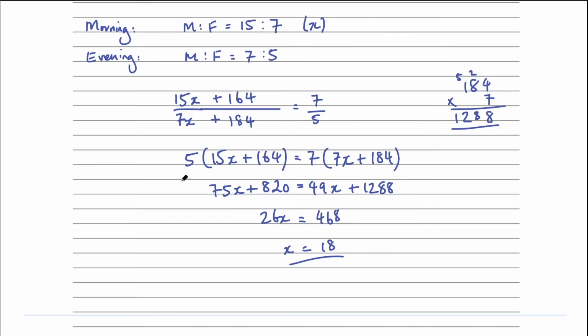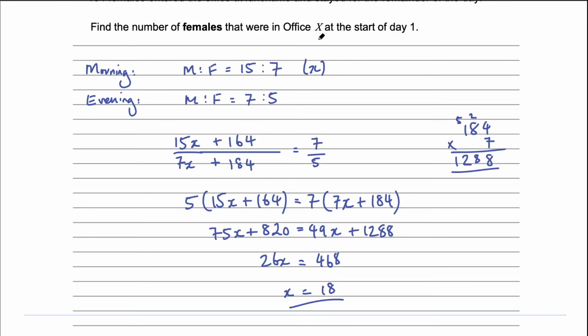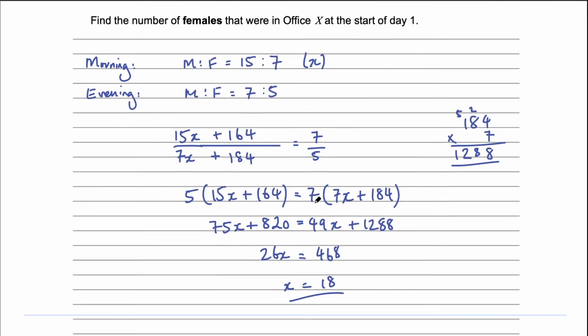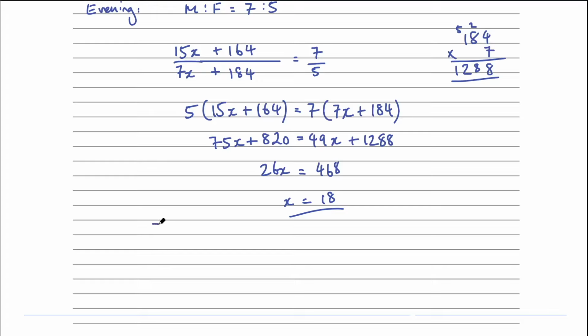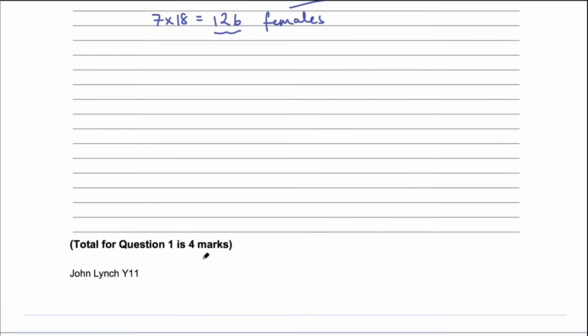So go back to the question. It said find the number of females that were in the office at the start of the day. So then we need to do 7 times 18. 70 plus 56, 126 females. So question 1, and that was for 4 marks. All right, that was a good one.